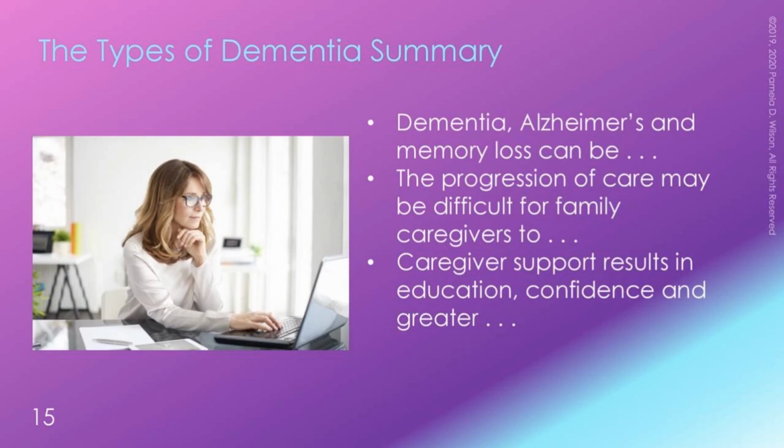So the summary for the types of dementia. Dementia and Alzheimer's disease, other related memory loss diagnoses can be frightening for the person diagnosed, can be frightening for the family. The progression of the care is difficult for family members to even imagine, what's going to happen next, which is why it's important to be with other caregivers and in groups where you can see where you are today and learn a little about the future.